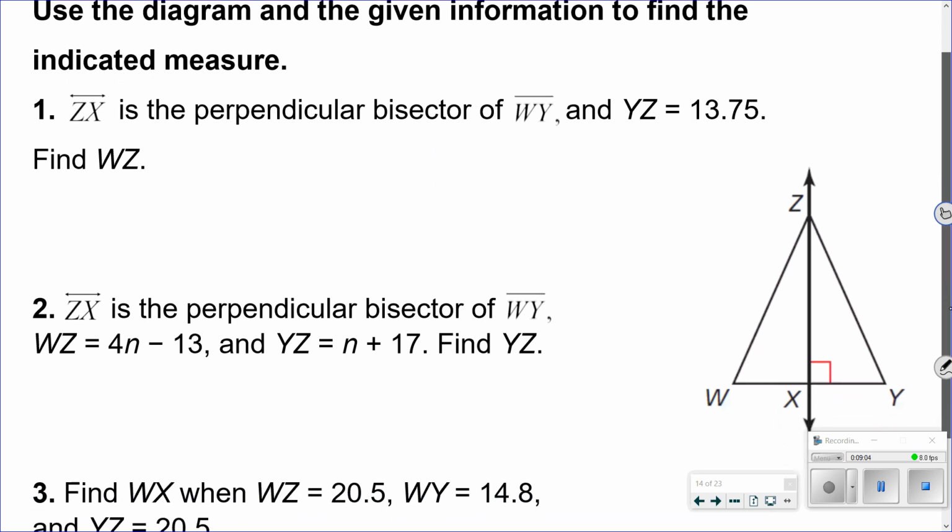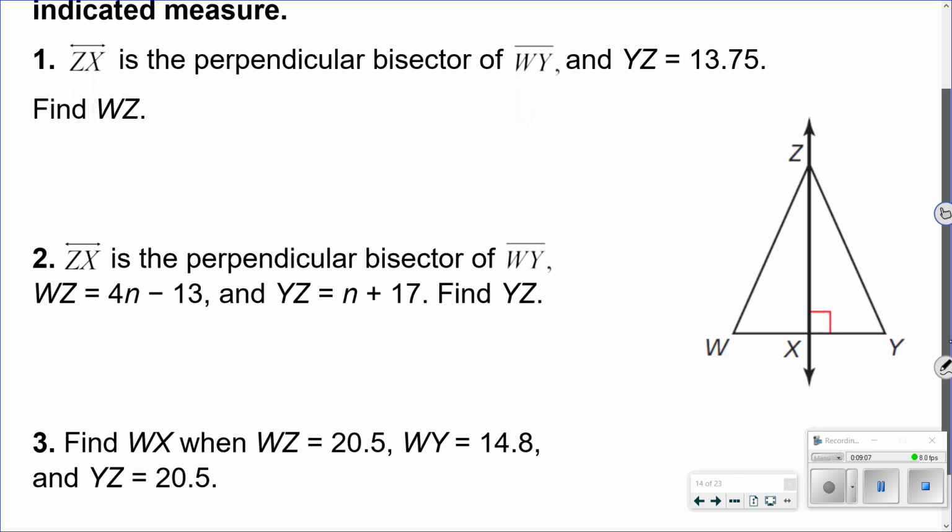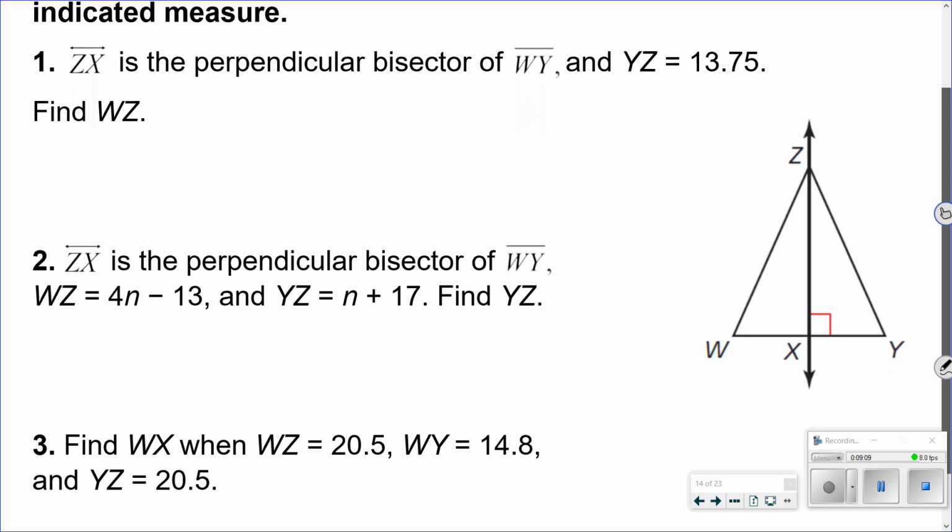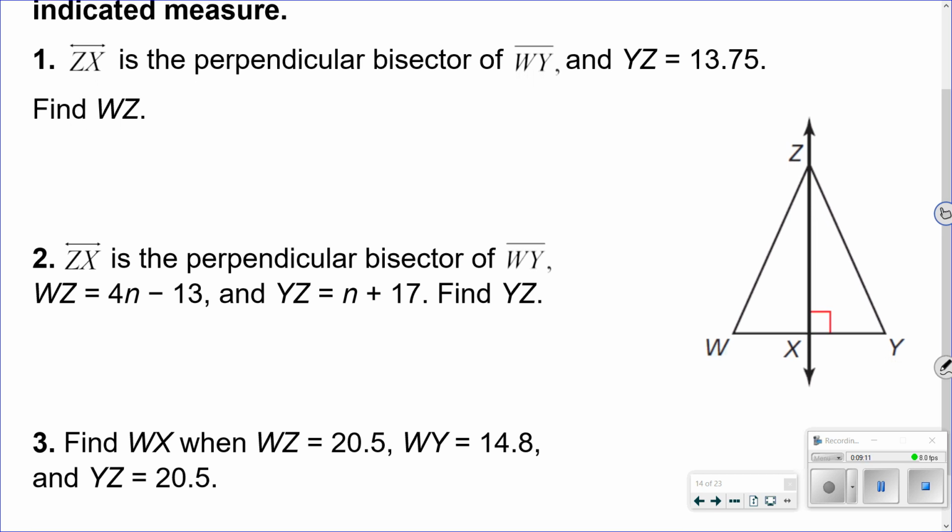Okay, I want you to try these two problems here. I'll slide it down a little bit. Actually, there's three. Try these three problems, and then I'll show you the answer. So pause the video, try them, and then come back and I'll go through them.